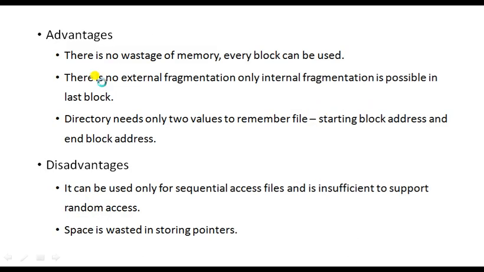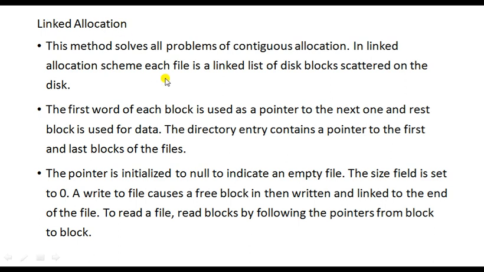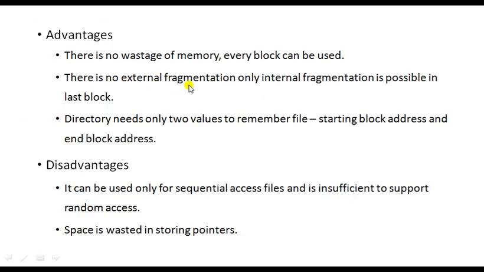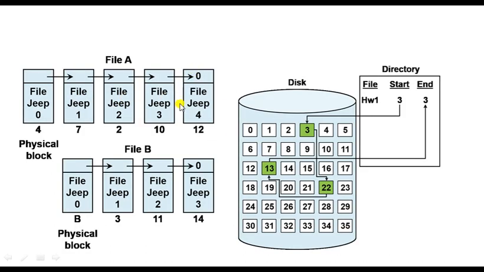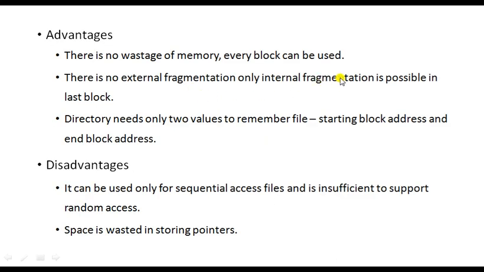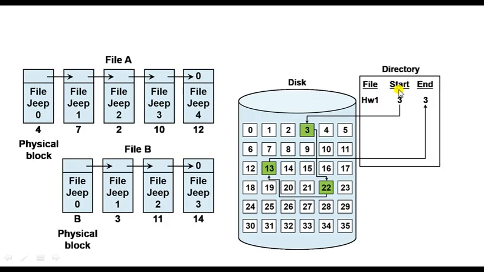Now by using the linked allocation scheme, there is no external fragmentation. Only internal fragmentation is possible, and only in the last block, because you are dividing the file into different blocks. Sometimes the last block has a memory size greater than the file content. That is the cause of the internal fragmentation. And the directory needs only two values, starting value and ending value, so implementation of this directory is very simple.